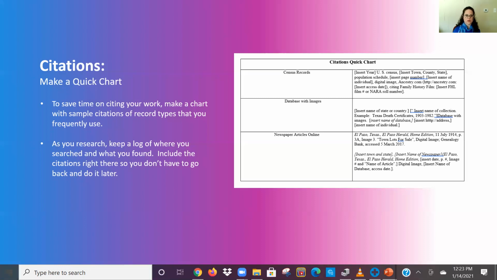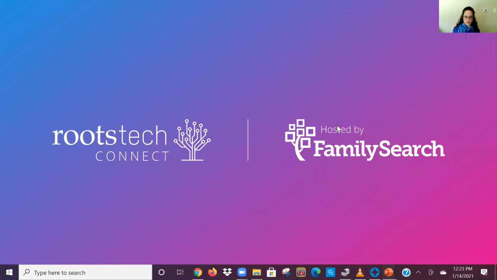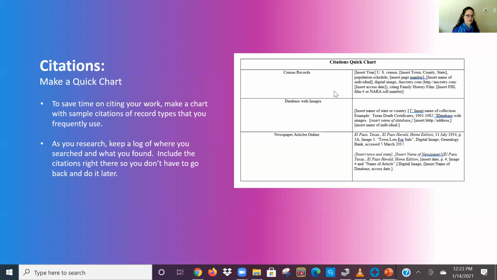So if you look over here at the citations quick chart, you'll see what I mean. So you think about the records that you use a lot. So let's say that you go through and you say, I use census records a lot. I use probate records a lot. I use online newspapers. I use indexes. Whatever you use a lot of, go through and make yourself kind of pre-made citations.